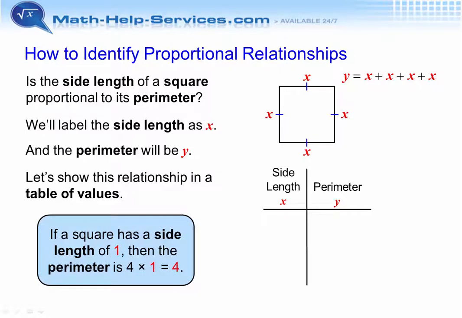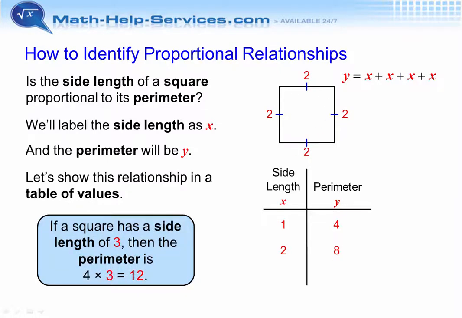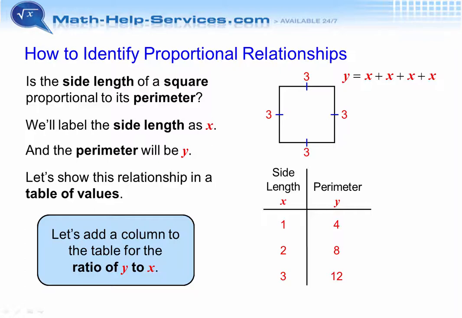If a square has a side length of 1, then the perimeter is 4 times 1, or 4. If a square has a side length of 2, then the perimeter is 4 times 2, or 8. If a square has a side length of 3, then the perimeter is 4 times 3, or 12. Let's add a column to this table for the ratio of Y to X. So first we'd have 4 to 1. Well, that's 4. Next we'd have 8 to 2. Well, that's also 4.